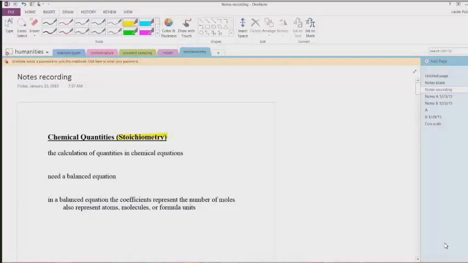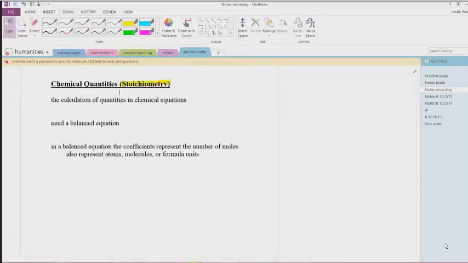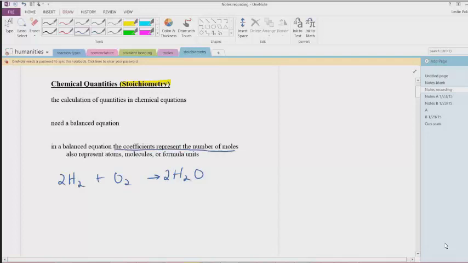Which is just calculating chemical quantities in a reaction, we need a balanced equation. So any balanced equation will do. Has to be balanced because the coefficients tell us the number of moles. It could also tell us atoms, molecules, or formula units. In this, they're all molecules. But the ones we're going to be using most is moles.